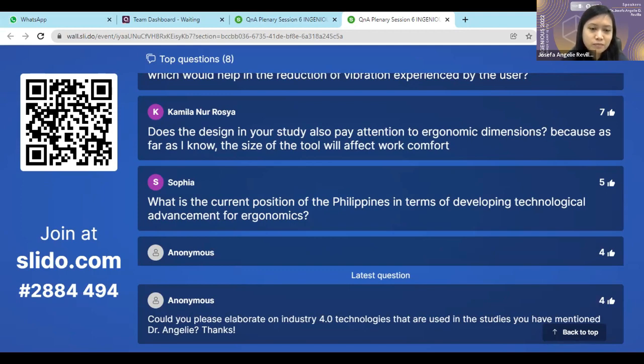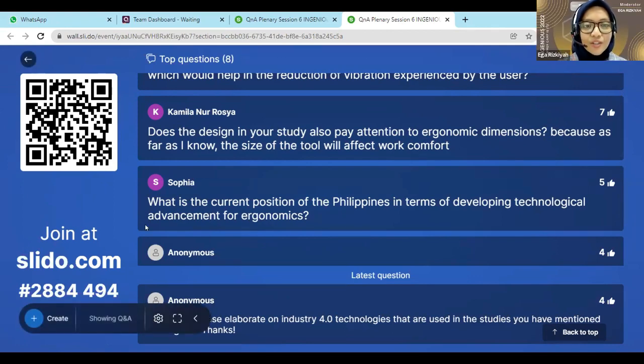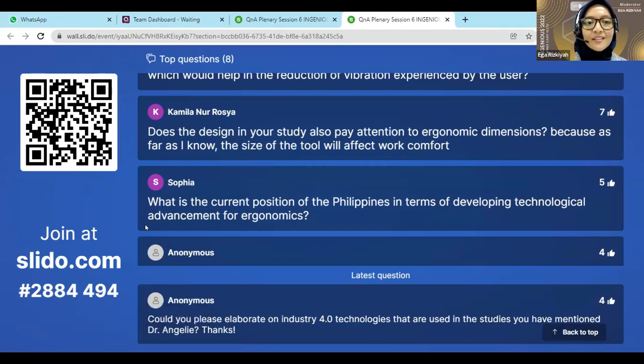Okay, thank you, Dr. Angelie. And for the last one, I think, does the design in your study also pay attention to ergonomic dimensions? Because as far as I know, the size of the tool will affect work comfort. This is a question from Camila.